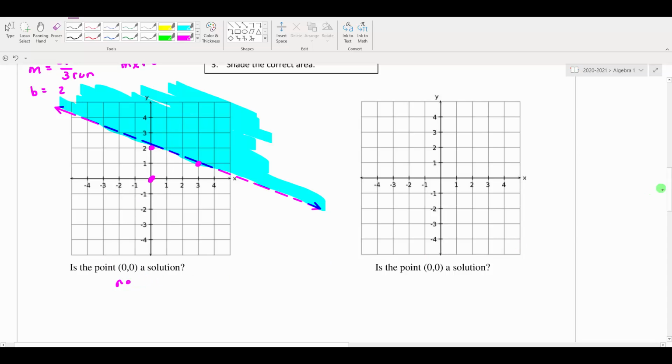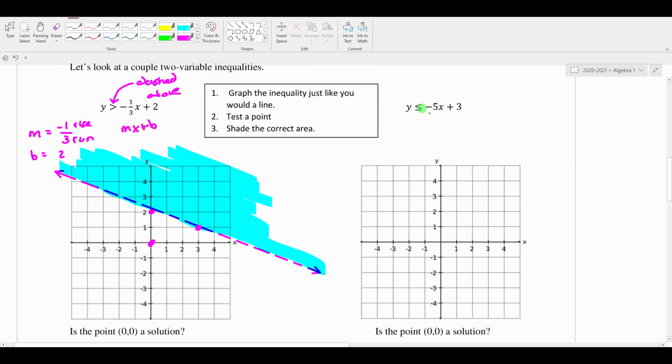Okay. All right, let's try it one more time. Let's do one more over here. We're going to do y. It says y is less than or equal to negative 5x plus 3. So again, we want to identify our slope, and we want to identify our y-intercept.